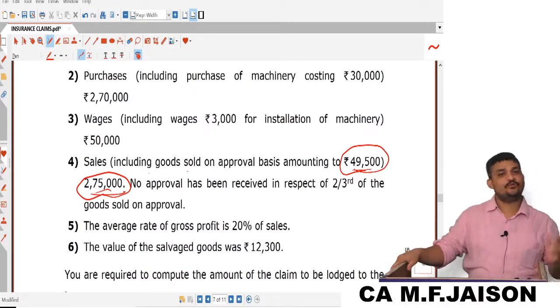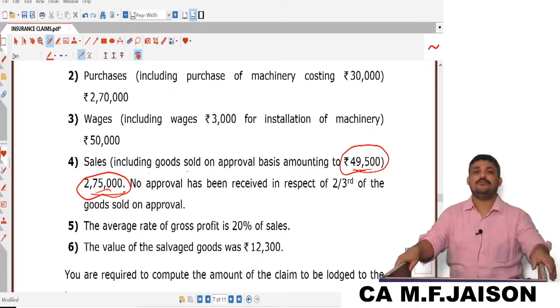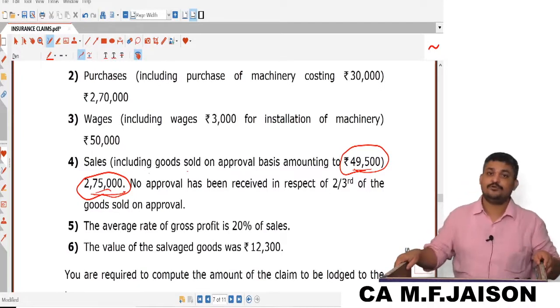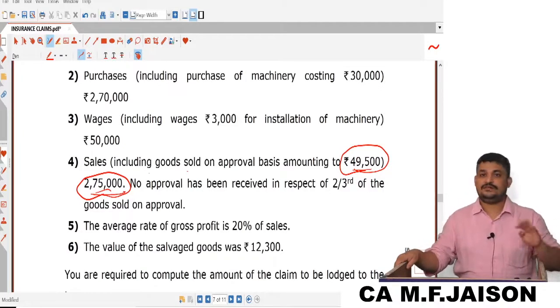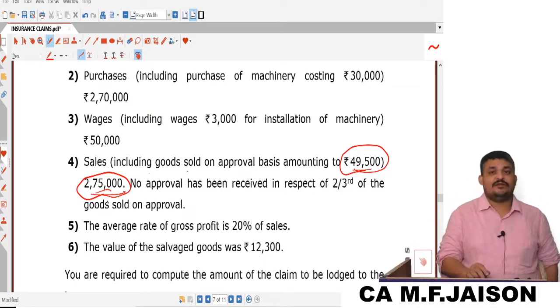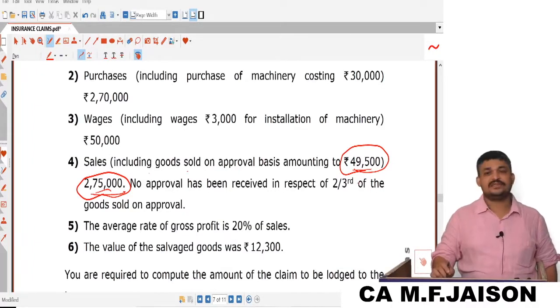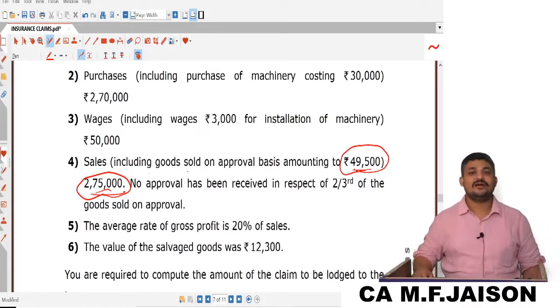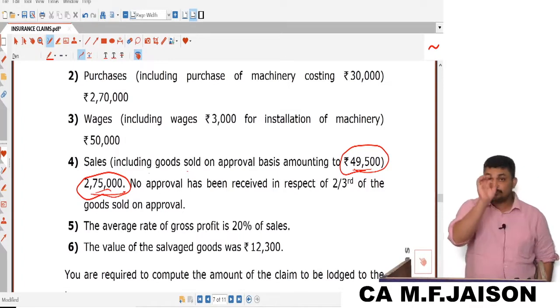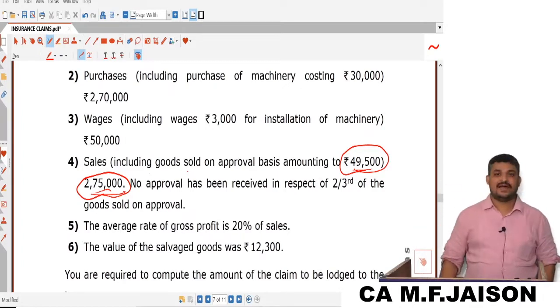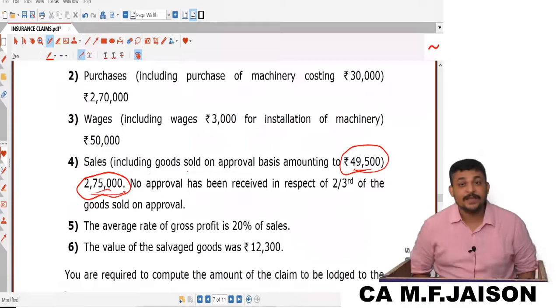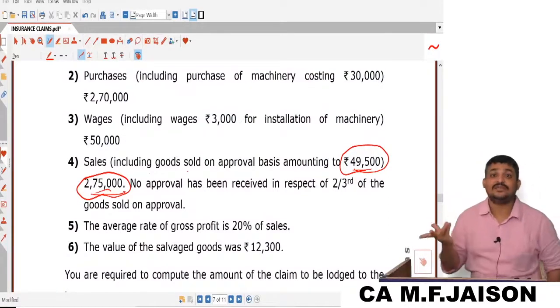When they say specifically total 49,500, and 2/3 they have not approved, what is the implied understanding you should have in the problem? 1/3 has been approved, which means 1/3 is sold. So 2,75,000 includes 49,500, and in that some mistake is there. Including this transaction as sales is wrong, but fully wrong? 2/3 wrong, because 2/3 are not sales. 1/3 is anyway sales, so no problem. Problem is only with the 2/3. 2/3 is actually not sold.